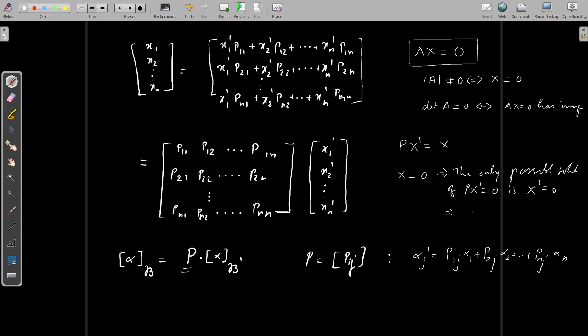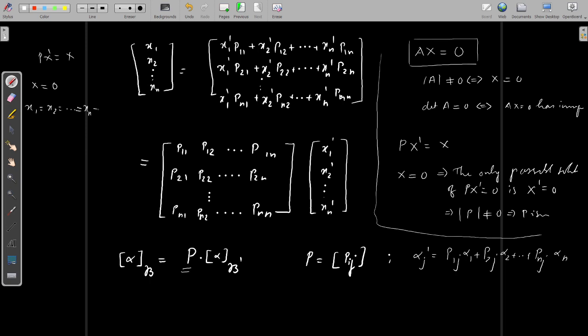This shows that the determinant of P is equal to a non-zero quantity. Consequently, P is invertible. This is the idea we need to use to prove that P is invertible. Okay, this is a very trivial thing, because when we consider the homogeneous system of equations, Px prime is equal to x and x equal to 0. Whenever x equal to 0, we can say that these xi's are 0: x1 equal to x2 equal to etc. equal to xn is equal to 0.